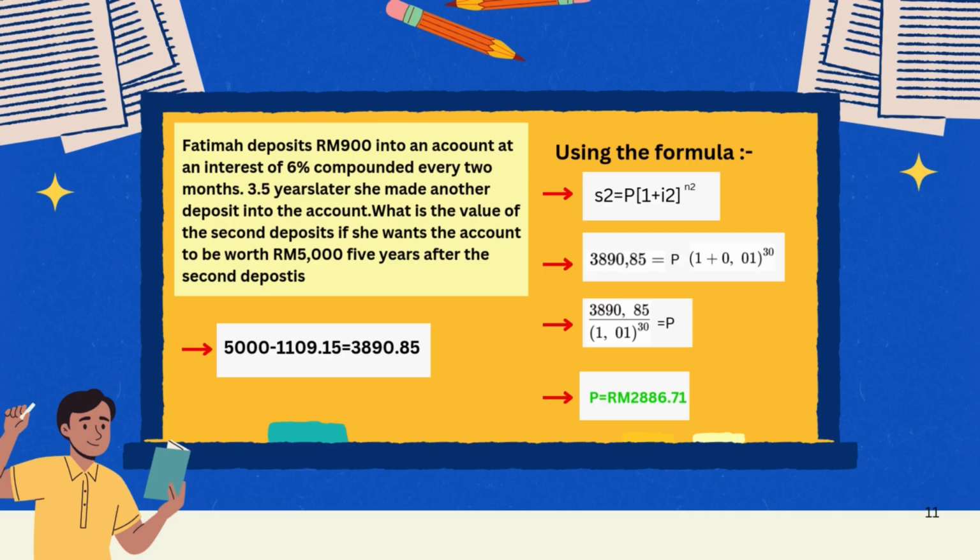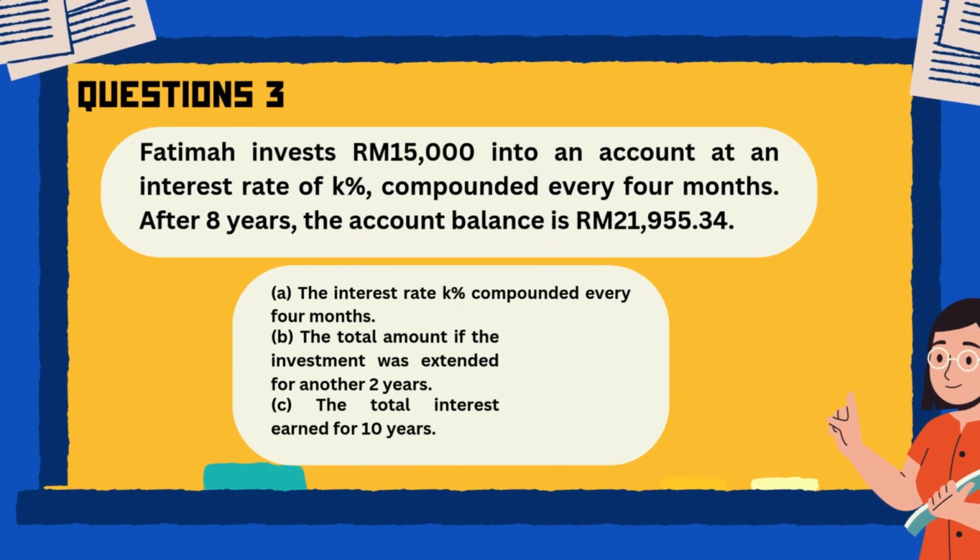3,890.85 equal to P, open bracket 1 plus 0.01, close the bracket, power by 30. After that, 3,890.85 divided by 1.01 power by 30 equal to P. After all the calculation we have done, P equal to 2,886 ringgit 71 cents.